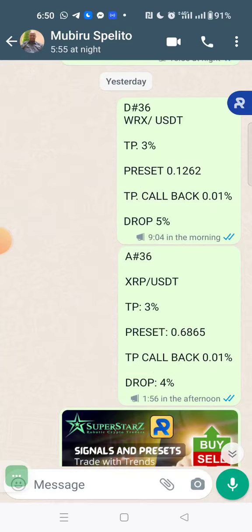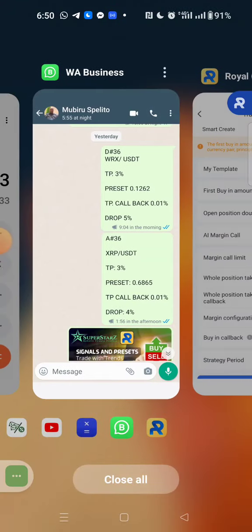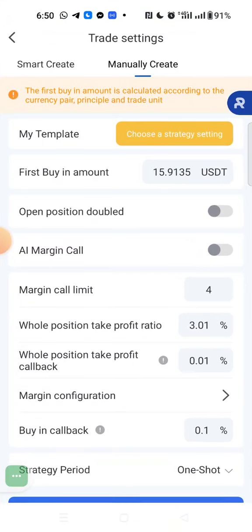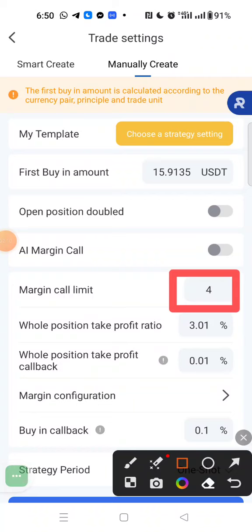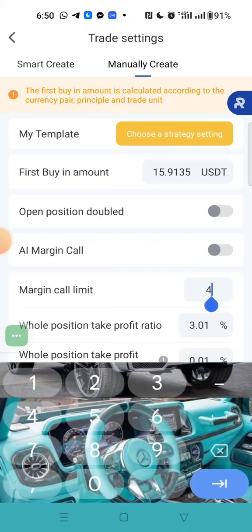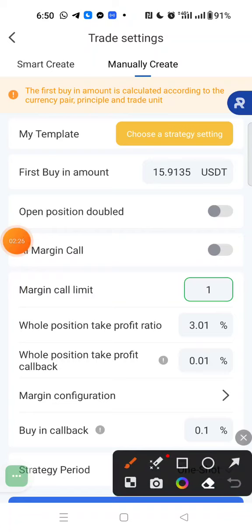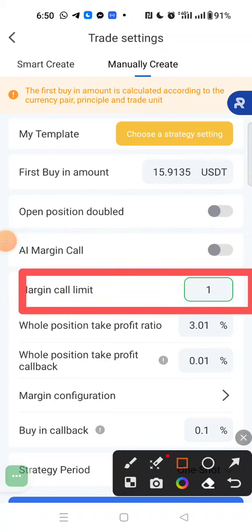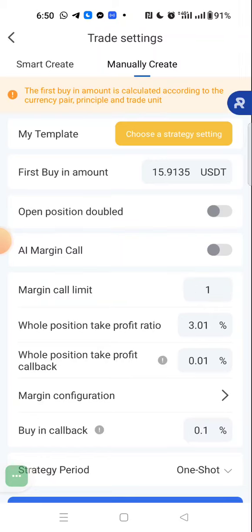So you come here to your royal queue. So they said the drop is how much? It is 4%. So on the margin call limit, someone who has more capital would love to buy 4 times because the drop is 4%. But for you, you'll buy 1 time because you only have $33. Then what you have given as the margin call limit, the number of times the robot is going to buy, you put 1, then come on the margin configuration.